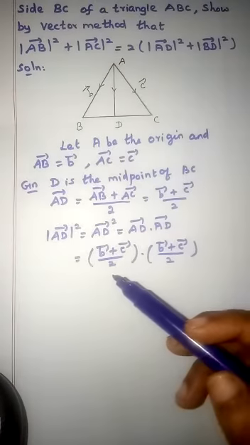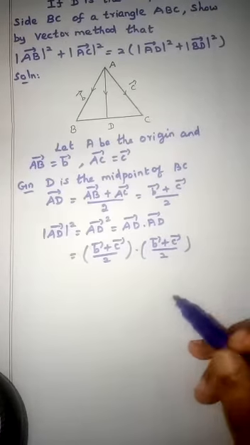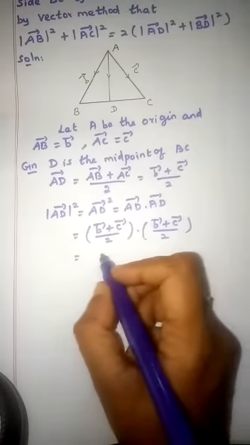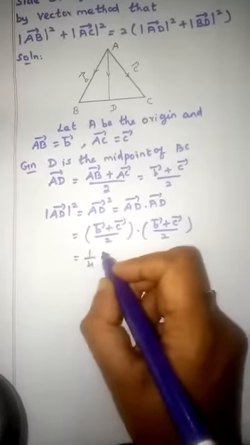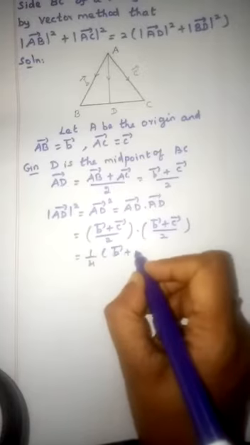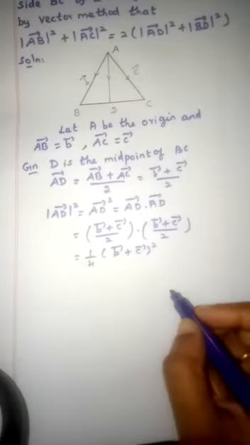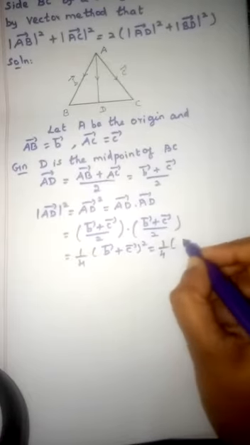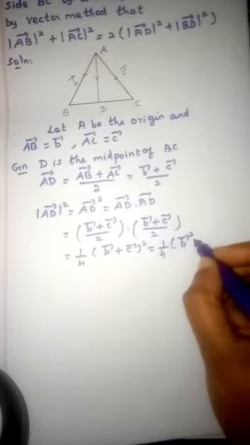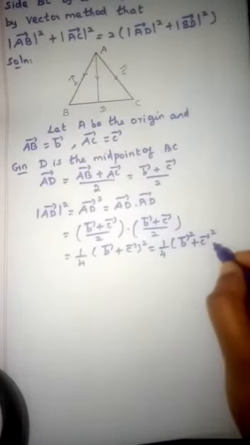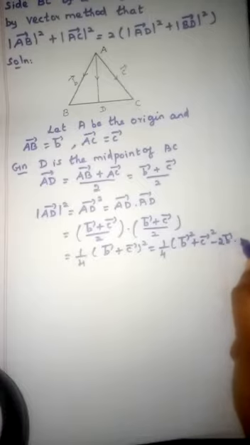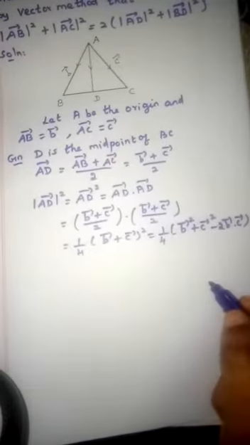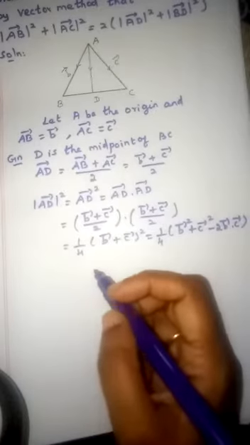So I am replacing the value of AD vector here. Now 2 into 2 is 4, that 1 by 4 you can write outside. Then here we have (b vector + c vector) the whole square. So you can expand it: 1 by 4 into (b² + c² + 2 b·c). Okay.